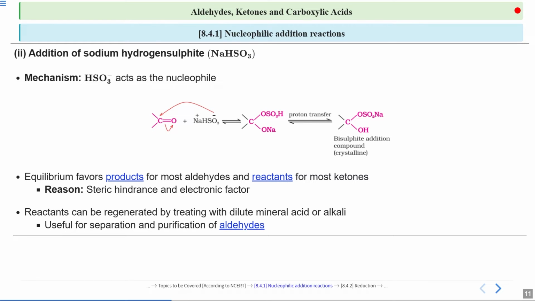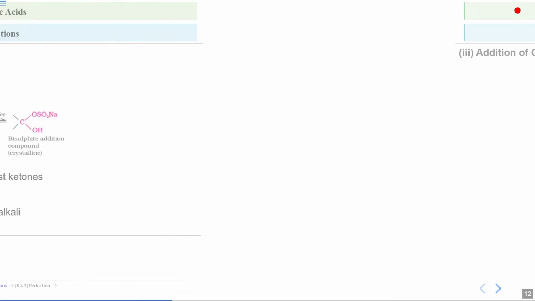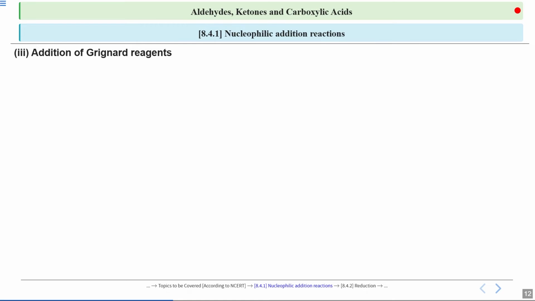Now this reaction is particularly useful for the separation and purification of aldehydes. In industrial settings, this can be crucial for producing pure compounds, which are needed for pharmaceuticals or for fragrances. Now we will talk about the third type of reaction, which is the addition of Grignard reagents.